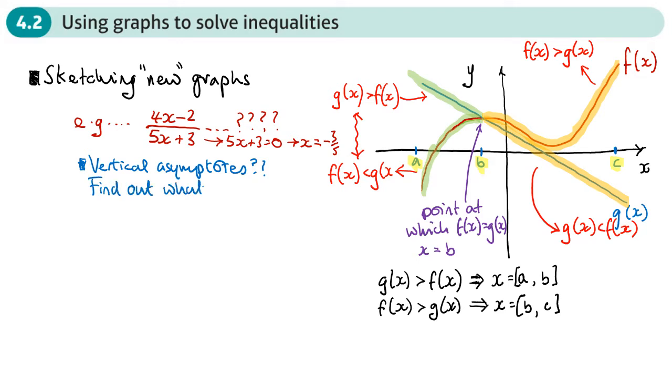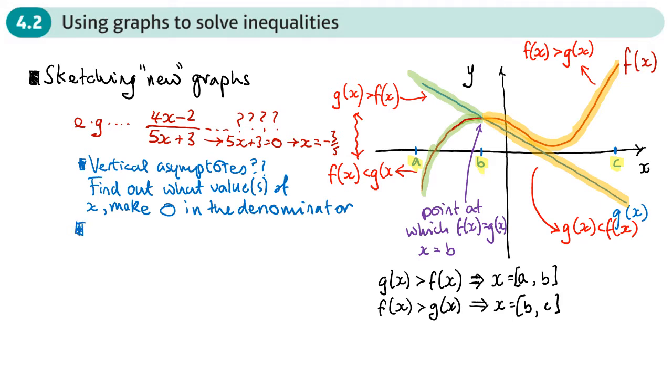So for vertical asymptotes, what we need to do is to find out what value, or values, of x make 0 in the denominator, because that will make it not defined when we divide by 0. So that's the first thing. Are there any vertical asymptotes?